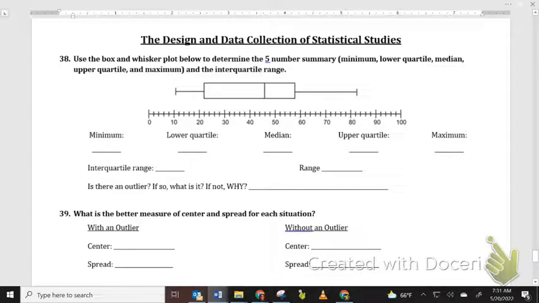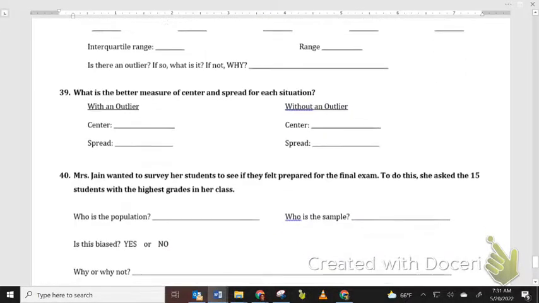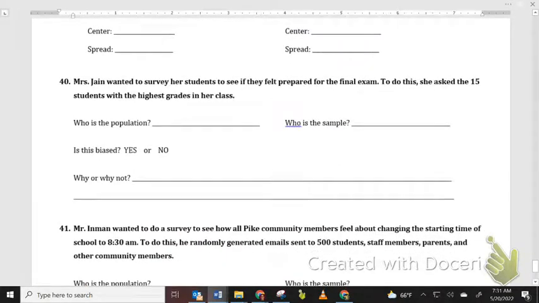Number 38, it could go either way, but because that 5-number summary is just things that we're grabbing from the graph, my natural leaning is this would probably be more of a multiple choice portion. Same kind of thing with 39. I would expect that to be multiple choice. 40 and 41, I would think that that's more on paper short answer style questions.